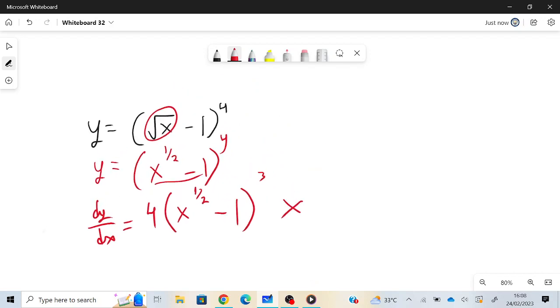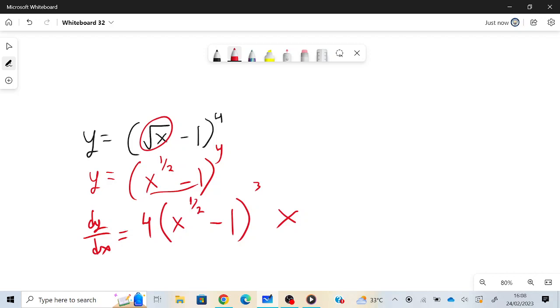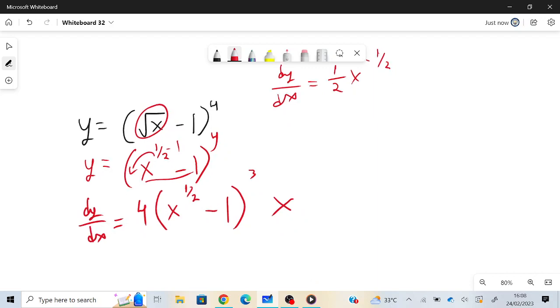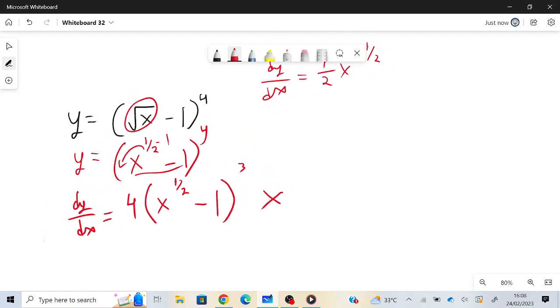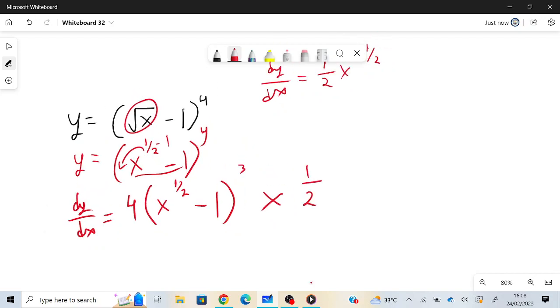So if I have x to the power of 1 over 2 minus 1, my dy/dx of x to the power of 1 over 2 minus 1 would be 1 over 2 x to the power of minus 1 over 2, because 1 over 2 times the 1 over here, so that would just be 1 over 2, and then you take away 1 from this power, that gives you minus 1 over 2, and differentiating minus 1 would give you 0. So times this by 1 over 2 x to the power of minus 1 over 2.